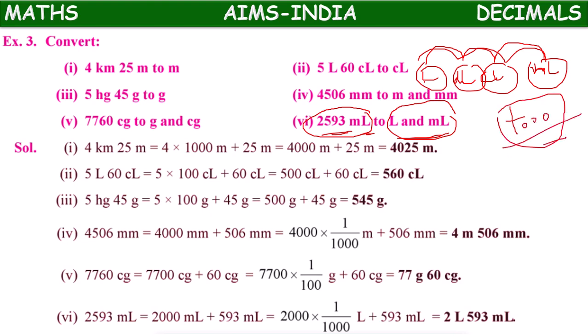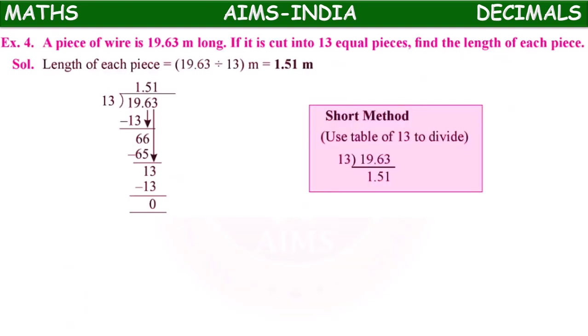As we want to divide by 1000, from the given number we have to separate the 1000's place, in terms of thousands. 2000 we can separate, and the remaining 593 we can separate. 2000 ml plus 593 ml. Here ml can be replaced by 1 by 1000 L. So 3 zeros cancel, and it is 2 liter 593 milliliter. Like that we can convert.